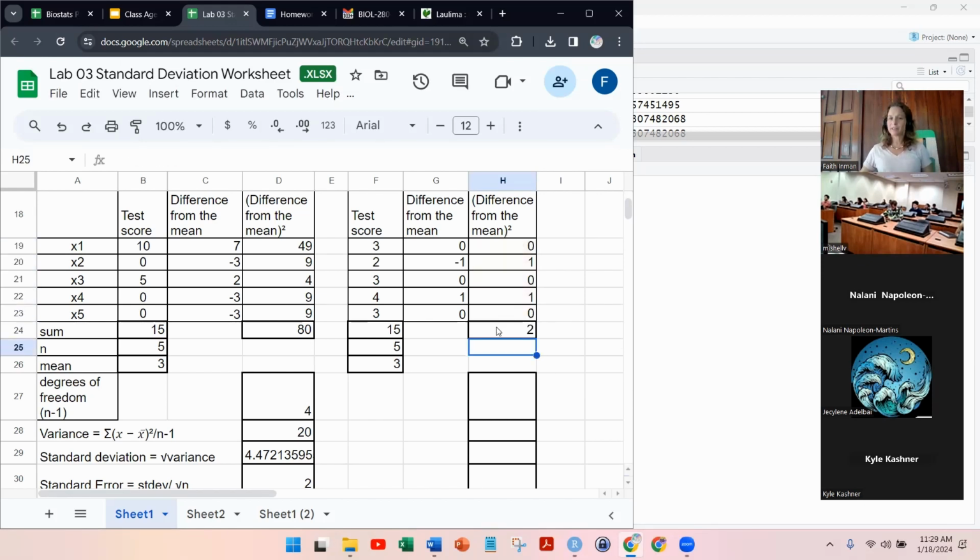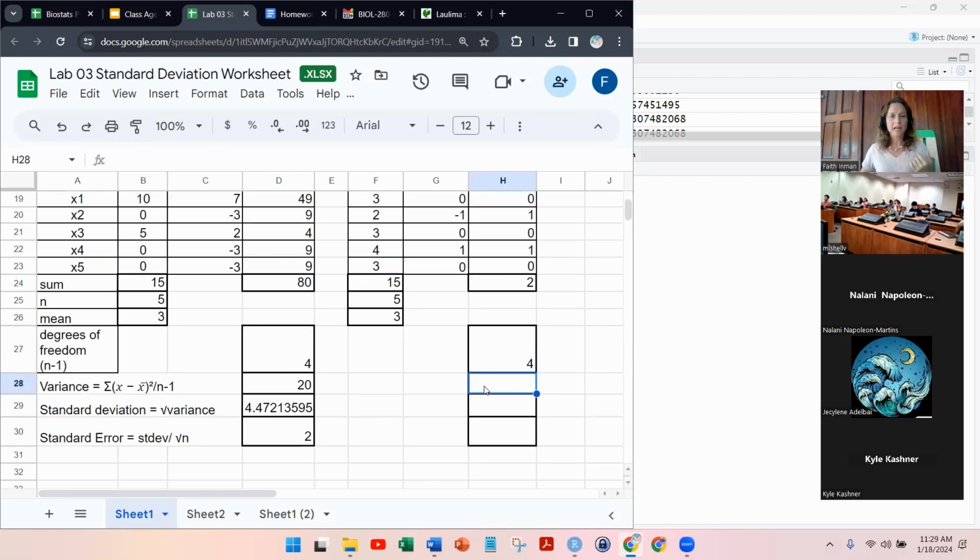And our sum of square differences is now 2, which is the smallest so far. Again, look at these numbers. There's less variation, there's less range of these numbers than there were in the last 3 examples. Our degrees of freedom here is still going to be 4, just the number of samples minus 1. And the variance, again, is the sum of the square differences divided by the degrees of freedom, and our variance is only 0.5, much, much lower.